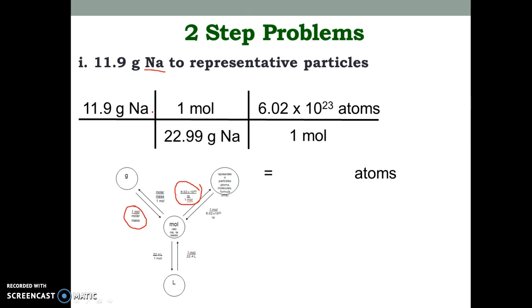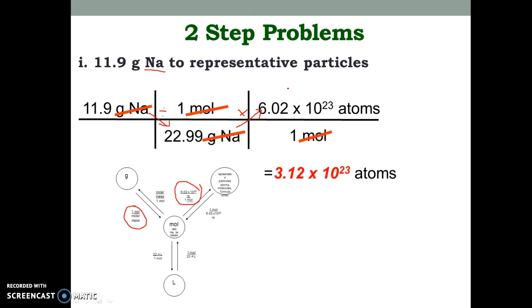So here, I have a two-step problem. Number other than 1 is on bottom, so I'm going to divide. And then my next step, number other than 1 is on top, so I'm going to multiply. So I take 11.9 divided by 22.99 times 6.02 times 10 to the 23rd, and you should get 3.12.